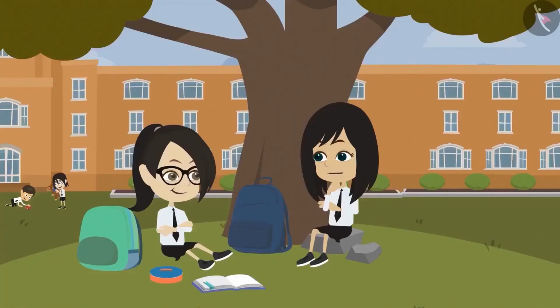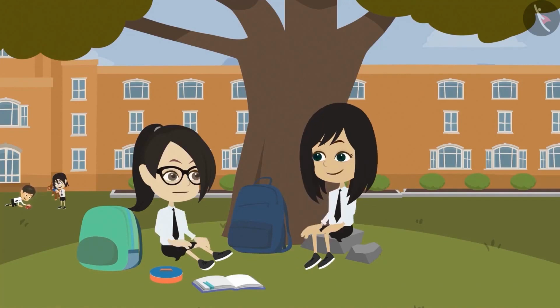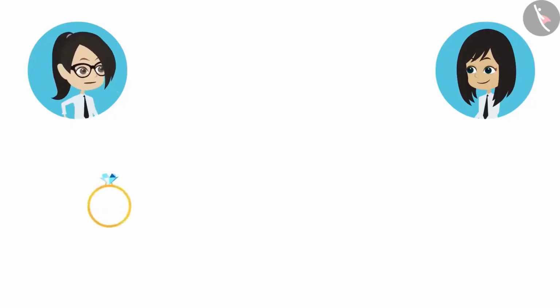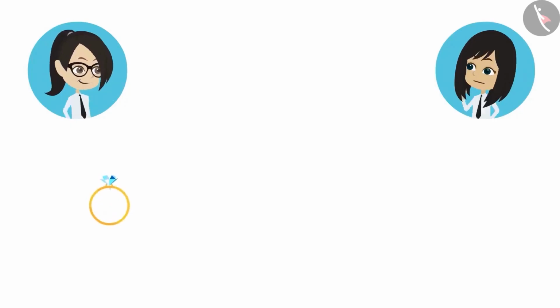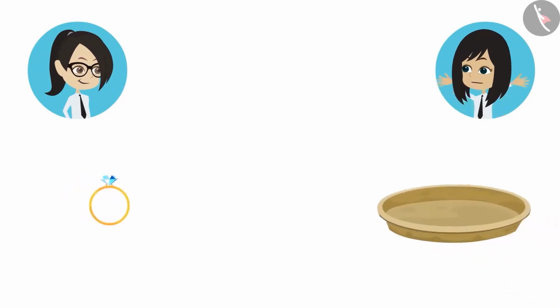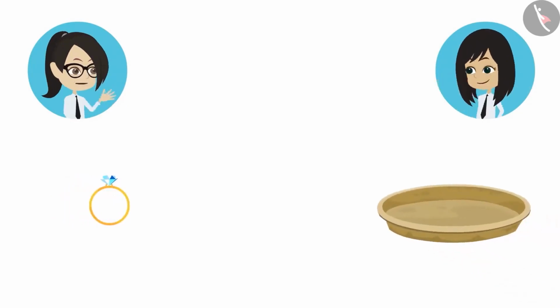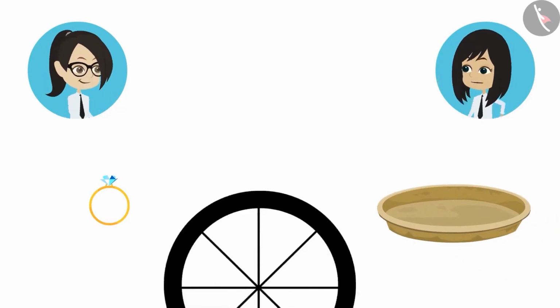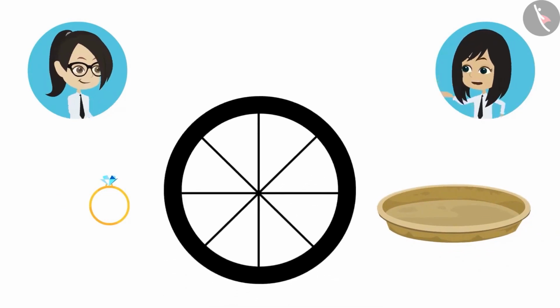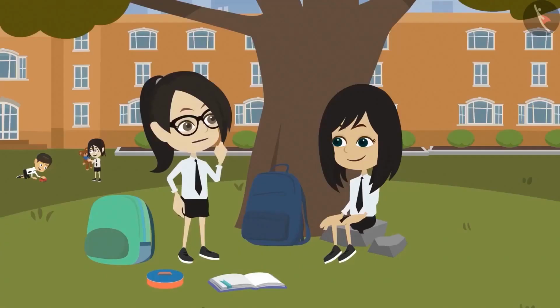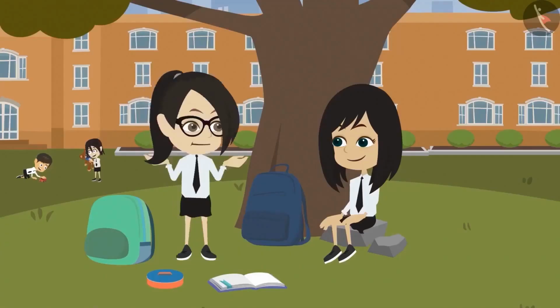Okay, now I understand. What other objects can we use to make a round figure? Please tell me. Ring. A ring is also round. The ring will make a very small round figure. To make a big round figure, we can use a plate. If we have to make a bigger round shape, what can we use? We can make a bigger round shape using the tire of a cycle. What if we have to make an even bigger round shape?